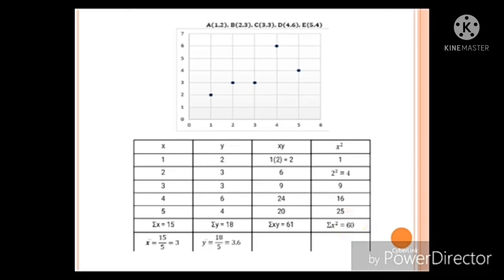Now we need to know the sample mean for x. In order to solve for that, we must divide the number 15 by 5. We get 3. 3 is the sample mean for x. Now, to know the sample mean for y, we must divide 18 by 5. We get 3.6. 3.6 is the sample mean for y.